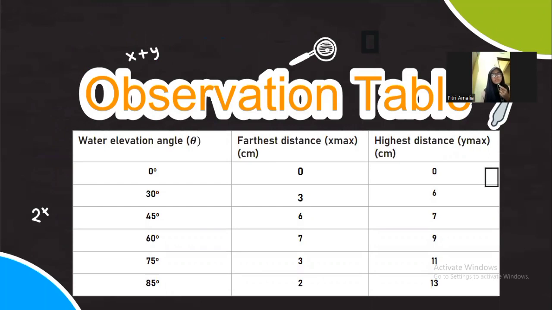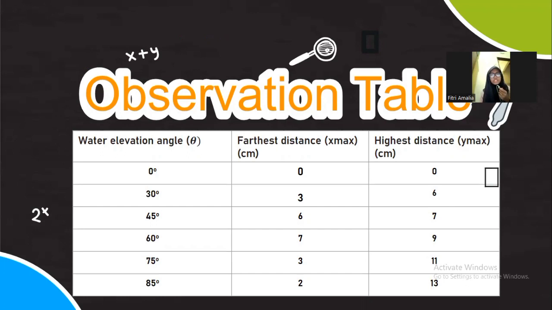This is the observation table. The water elevation angle starts from 0 degrees, where the farthest distance or X max is 0 centimeters, and the highest distance or Y max is 0 centimeters. For 30 degrees, the water elevation angle, the farthest distance or X max is 3 centimeters, and the highest distance or Y max is 6 centimeters.